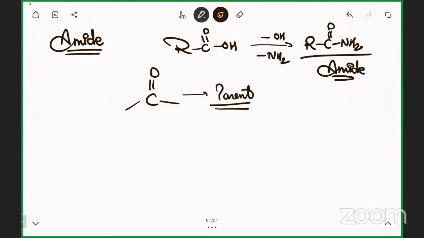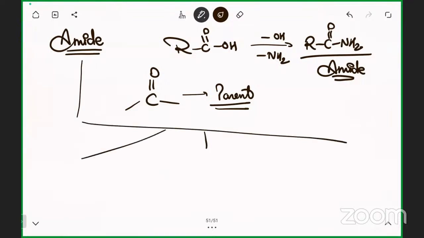So what do you have to remember in amides? Amides are basically of 3 types: 1 degree, 2 degree, and 3 degree. What is 1 degree amide? That is RC double bond O single bond NH2. This is called 1 degree amide, that is, primary amide. Secondary amides are considered as RC double bond O single bond O.